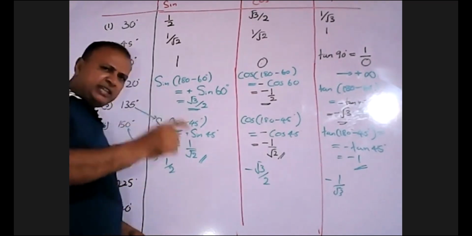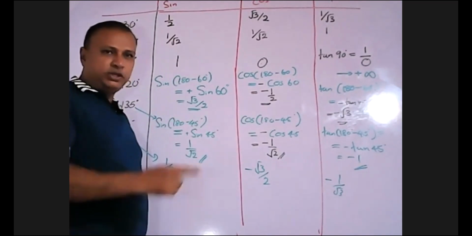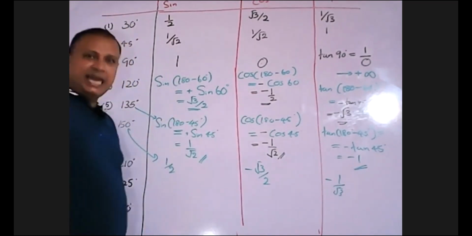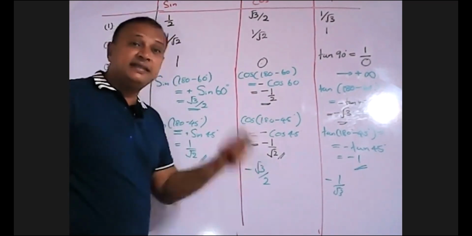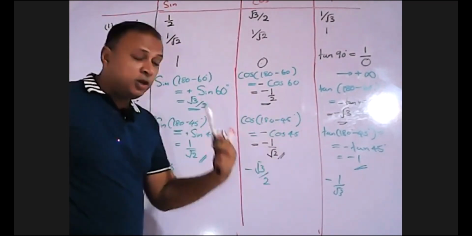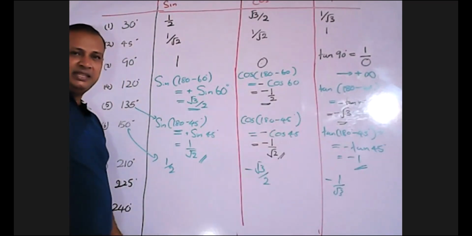210 means 180 plus 30. 180 plus 30. No? 210. Again, the trigonometric values of 210 are equal to the trigonometric values of 30. That is very easy. Okay?